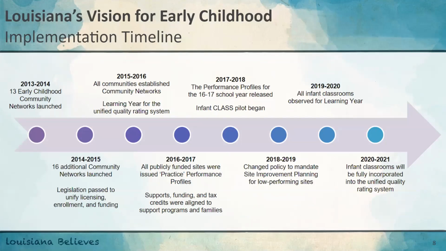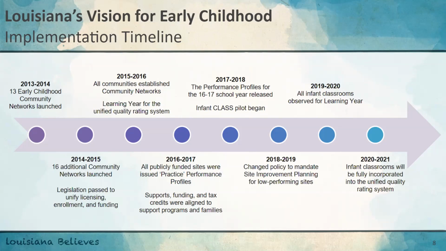Here's a rough timeline of the progression of this work and the implementation of Act 3. So this work really began, the community network work began in 2013, 2014, when 13 communities across the state launched as community network pilots. The following year in 2014, 2015, there were 16 additional community networks added. In 2015, 2016, all communities in the state had a community network, and that was the learning year for the unified quality rating system that we now use. In 2016, 2017, publicly funded sites were issued practice performance profiles based on that learning year.